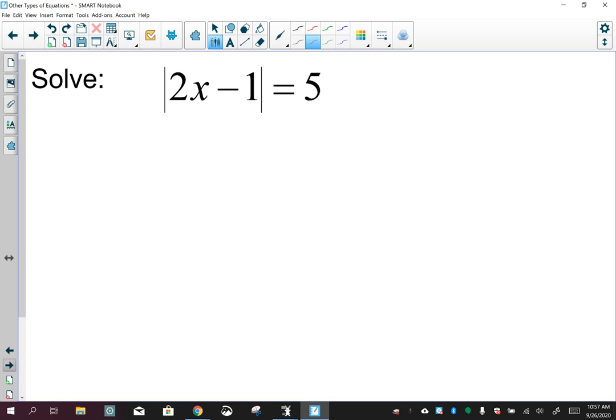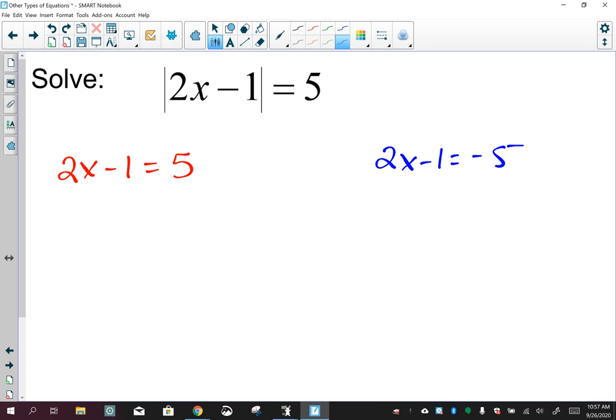So the absolute value of 2x minus 1 is equal to 5. You will always do two problems here. You're going to do the one that's written, 2x minus 1 is equal to 5. And then you're going to do the one that's not written, 2x minus 1 is equal to negative 5. Because you have to do both of them. And then you're going to solve.